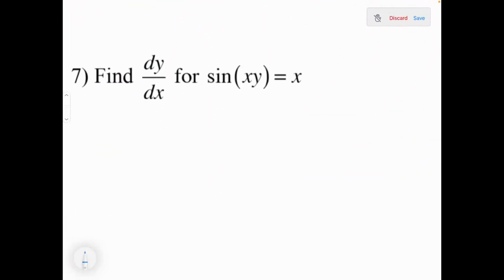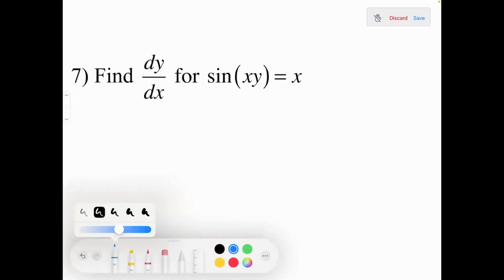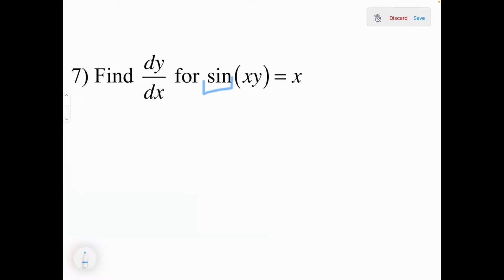Number 7, we can do trig functions with implicit differentiation. There really is no limit to these. So sine is our outside function, so we're going to take the derivative of it first. That'd be cosine of x times y. And now we're going to multiply this by the derivative of xy.